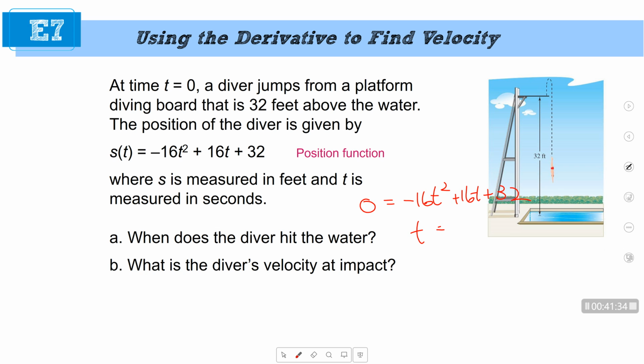Somebody that does have it, please tell me what it equals. 2 and negative 1. Because it's a quadratic, we must have two answers. Which of those doesn't make any sense whatsoever? Negative 1 doesn't, because this diver is not Marty McFly.